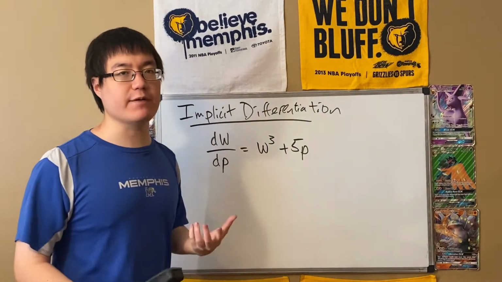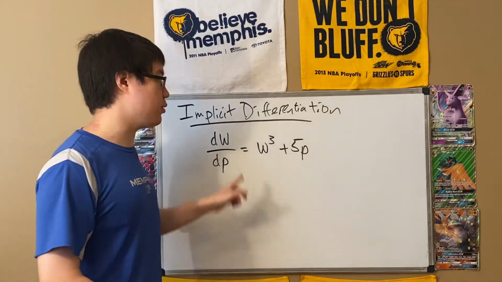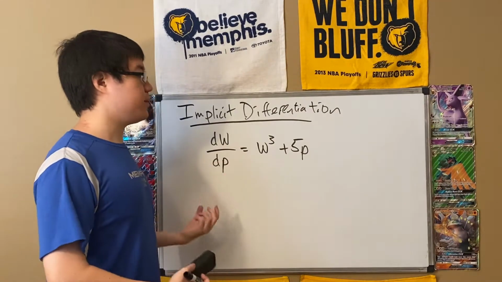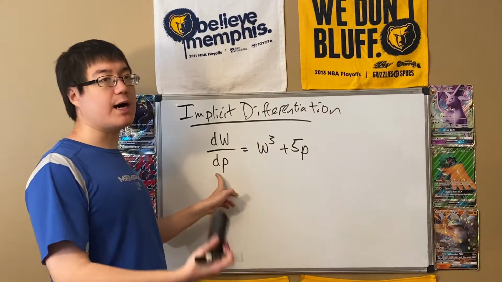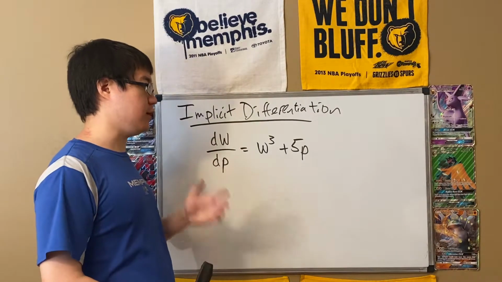This is going to be the dependent variable. This is going to be your function value variable, similar to y. What's going to be the independent variable, the variable you're taking the derivative with respect to? That's going to be your bottom variable, so that's in this case p.